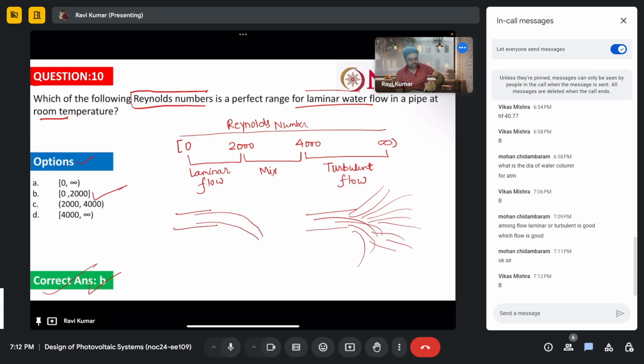Just try this at your home. You will understand the flow of water. It is the property of water, or property of flow.